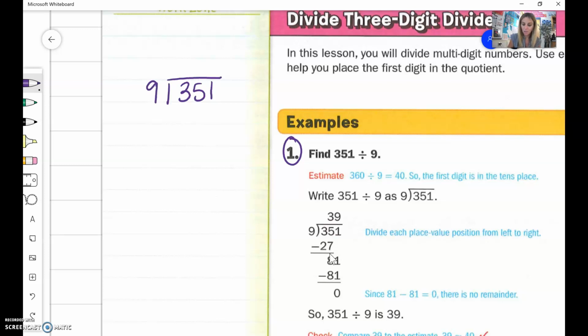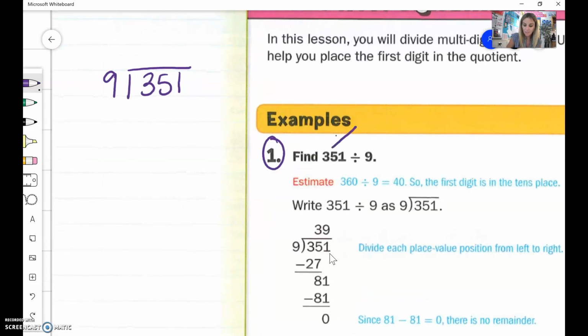So let's actually take a look at what this is. This number is the number that's being divided. I'm taking 351 jelly beans because Lord knows I love jelly beans, especially Starburst jelly beans. So that is the dividend. Go ahead and write that down. That's the dividend, and we're dividing it by 9. Let's say I was taking 351 jelly beans and I was dividing them among 9 people. Okay, so that's my divisor.